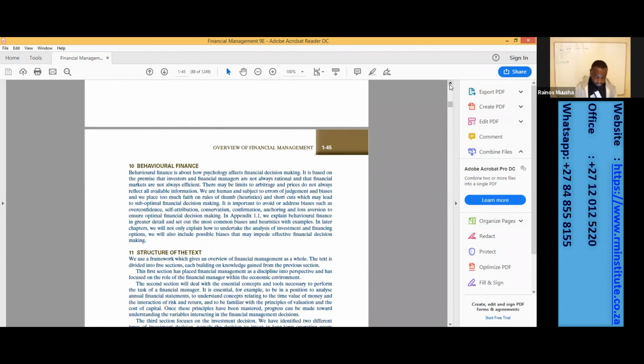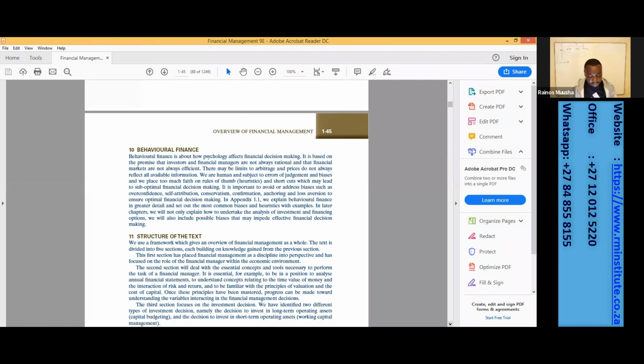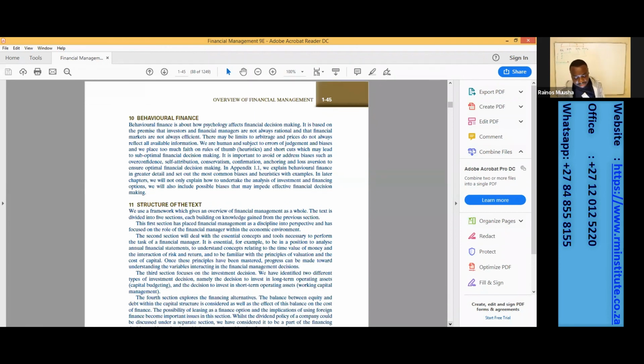So on sections 10 and 11, you can go through them, but I don't see anything that I would say is highly examinable there.